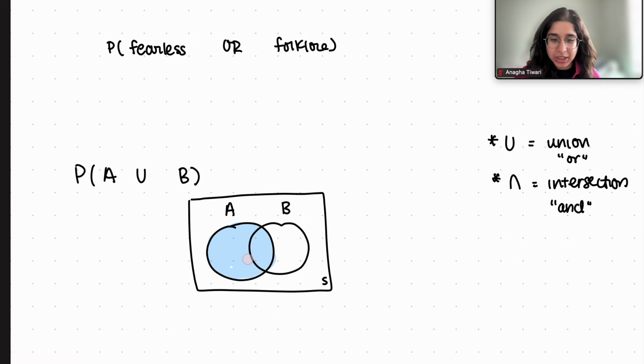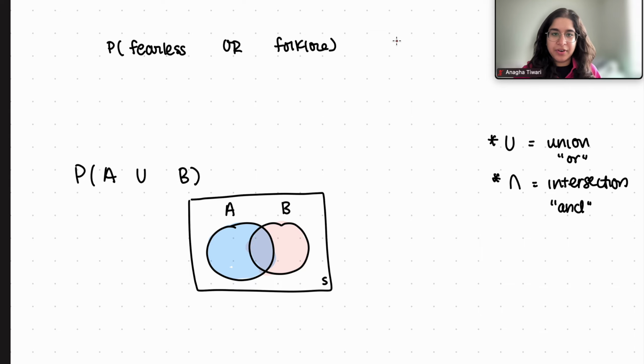So I already shaded the circle A. Now I'm going to shade the circle B. And as you can see, we have some overlapping section here, right? I shaded that area twice. So I only want to count everything once, right? I don't want to double count something. So when I was finding the probability of B, I already shaded this area twice.